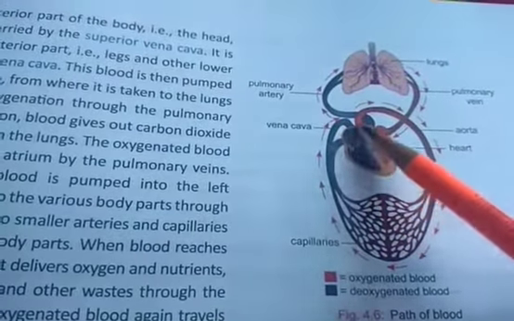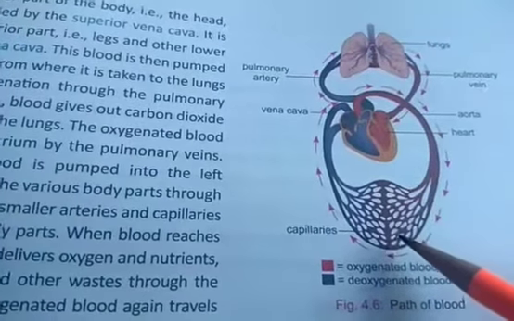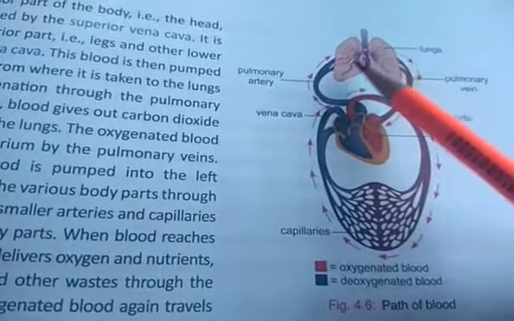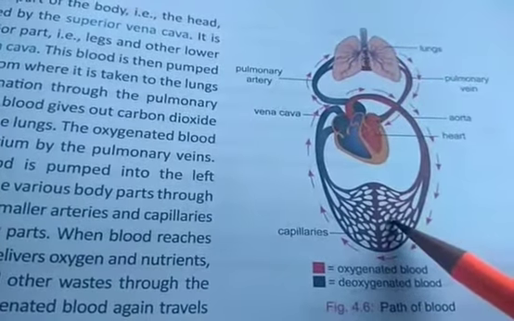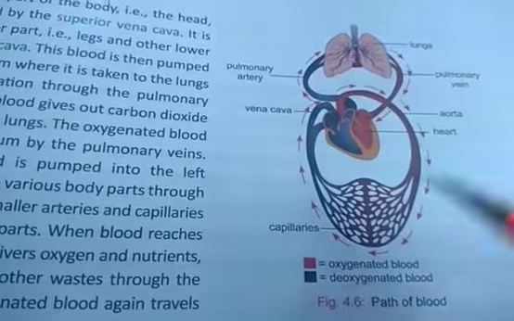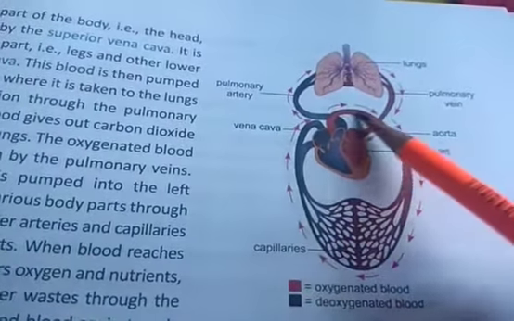This one is between the heart and different body cells. I'm not counting the tissues of the lungs. I'm counting the tissues of the rest of the body parts apart from the lungs. So such a circulation is called the systemic circulation.